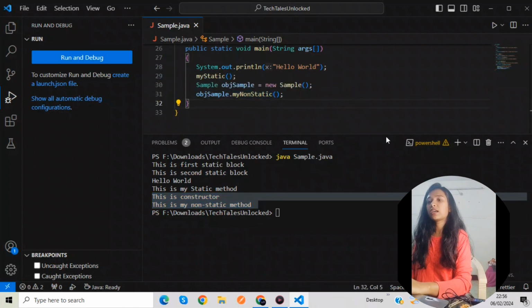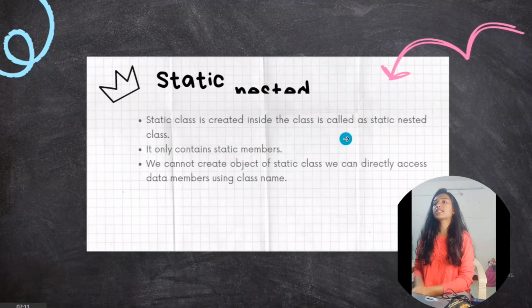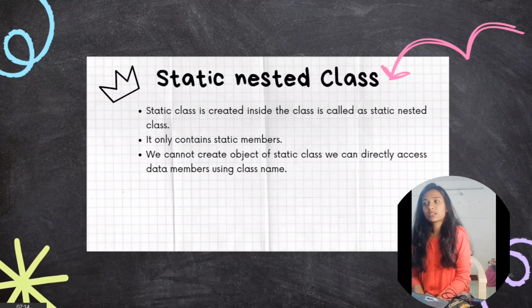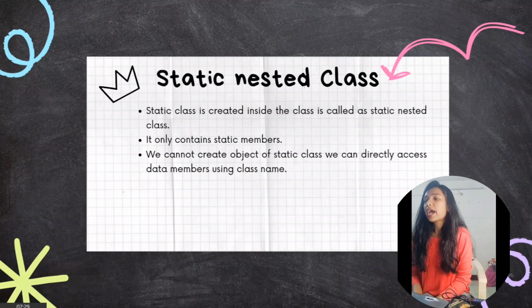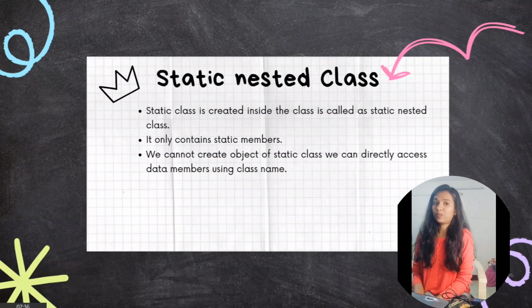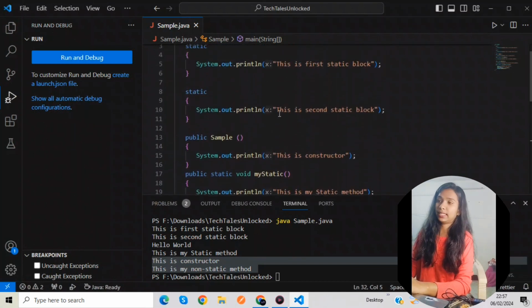Now the last thing is the static nested class. A static nested class is created inside the class itself, and we can use it to define or declare static members. We can only define static data members inside a static nested class, and then we don't need to create an object of our static class. We can access the data members using the class name also. So we will create one static nested class.